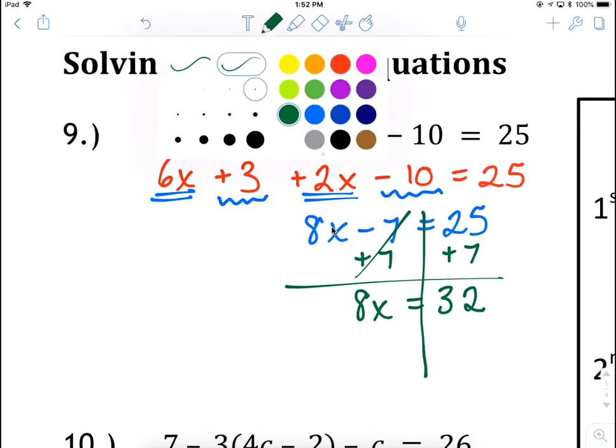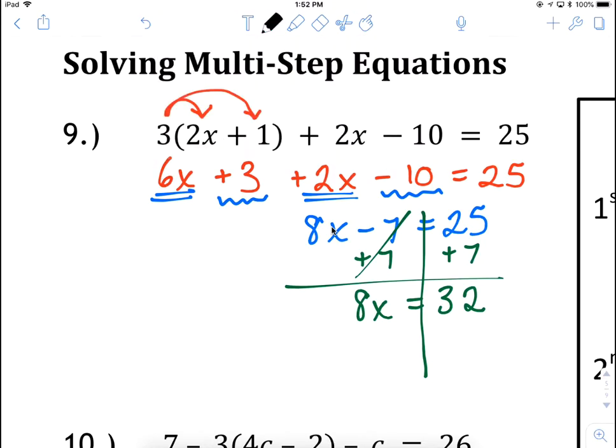We need to get that 8 out of there. Okay, so in order to do that, we need to cancel it out by dividing. What I do to one side, I have to do to the other. So we're going to divide by 8. The 8s are going to cancel out, which gives us just 1x. And 32 divided by 8 makes 4. This is our final answer.